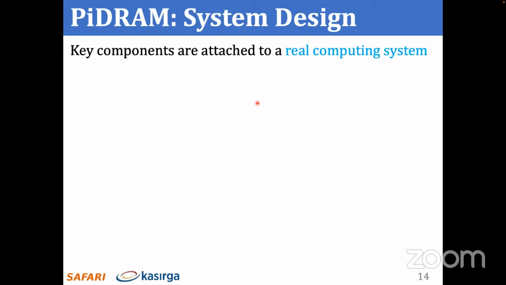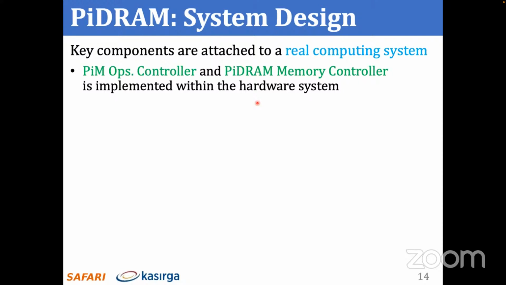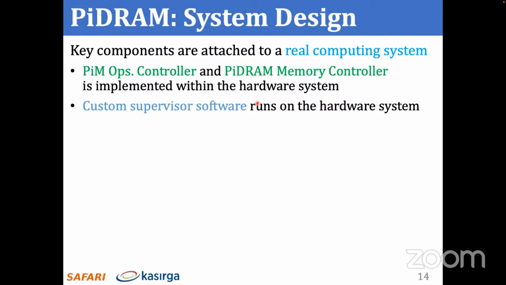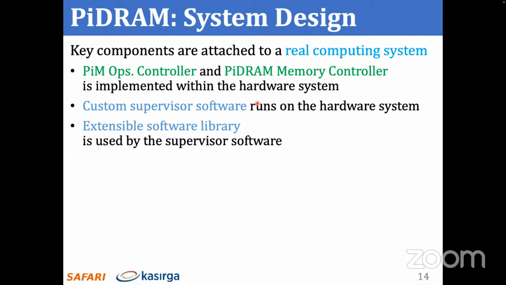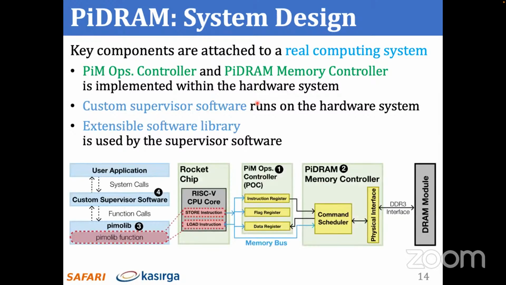These key components are attached to our real computing system. So we provide the PIM operations controller and PiDRAM memory controller in the hardware system. The custom supervisor software runs on the hardware system, and finally, the extensible software library is used by the supervisor software to perform these operations. I'll describe each component over this diagram.